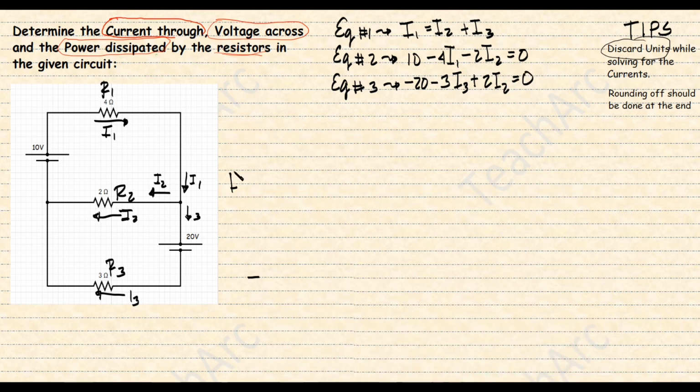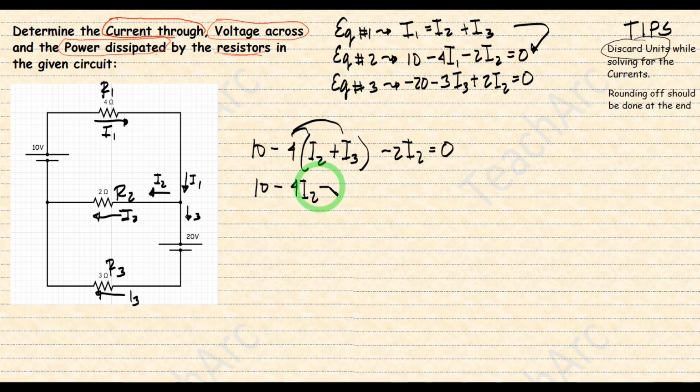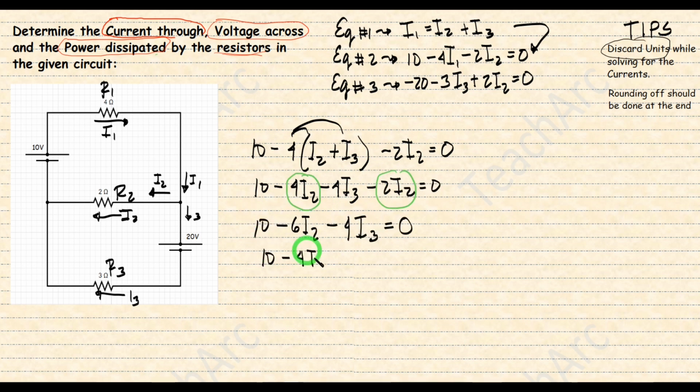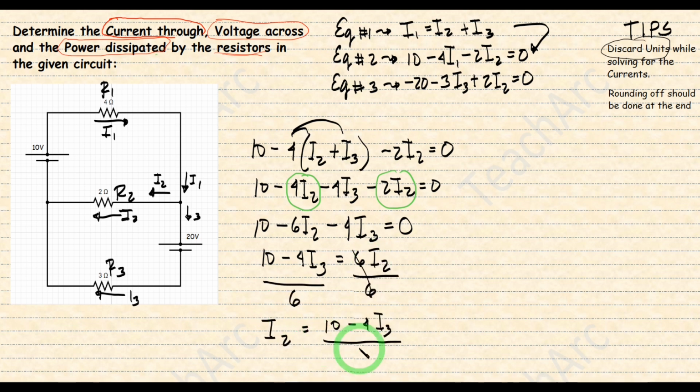Let's try to combine equation 1 with equation number 2. Let's try to write equation number 2, but instead of writing I1, we substitute it with I2 plus I3. After that, we can simplify it by combining like terms. We can simplify this further by obtaining the value of I2 in terms of I3, and let's call this new equation as equation number 4.